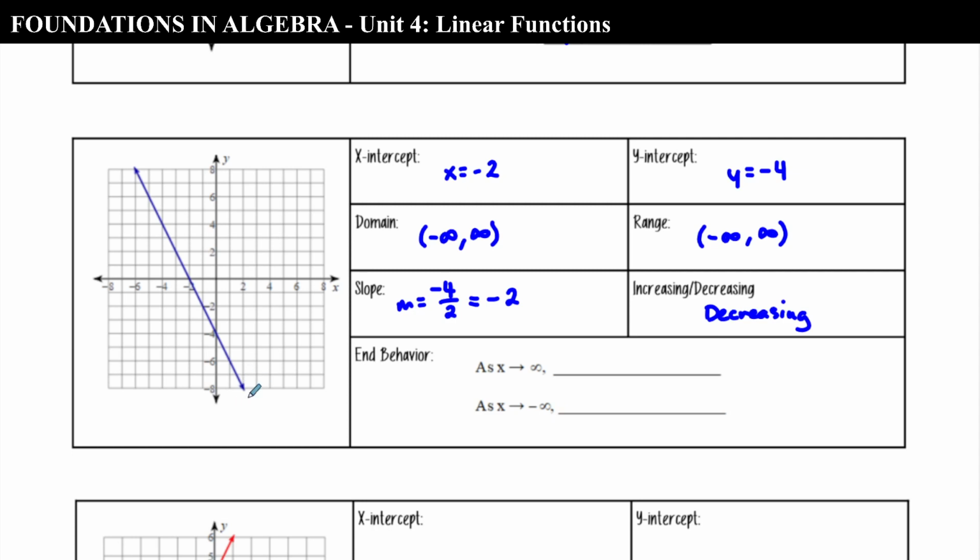As x goes to infinity, so we're looking at the right-hand side, f of x is going to -infinity. As x goes to -infinity, f of x is going to infinity because it's pointing up on the left-hand side.